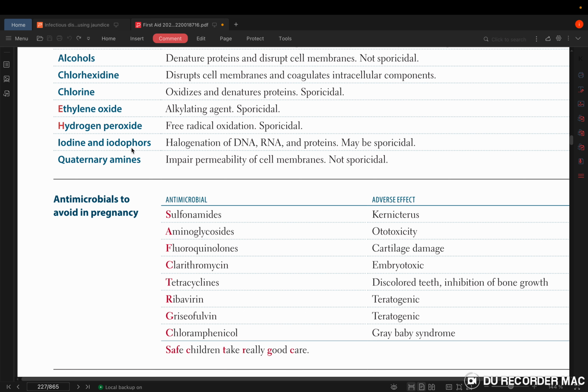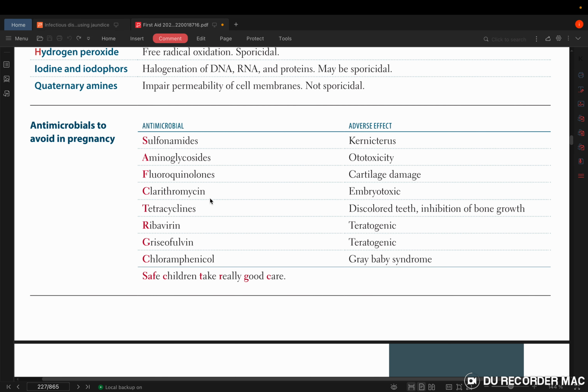Iodine and iodophores cause halogenation of the DNA, RNA, and the proteins, and may be sporicidal as well. Quaternary amine impairs the permeability of the cell membranes. It's not sporicidal. Okay, so the antimicrobials to avoid in pregnancy.